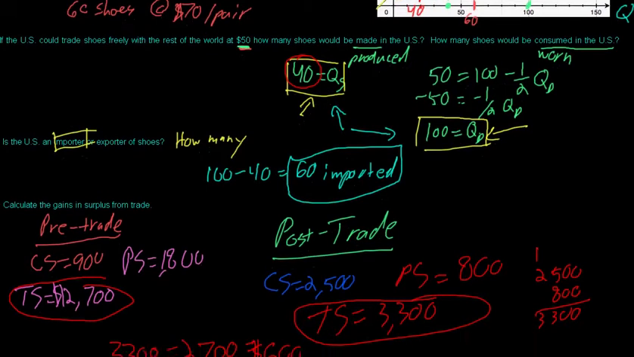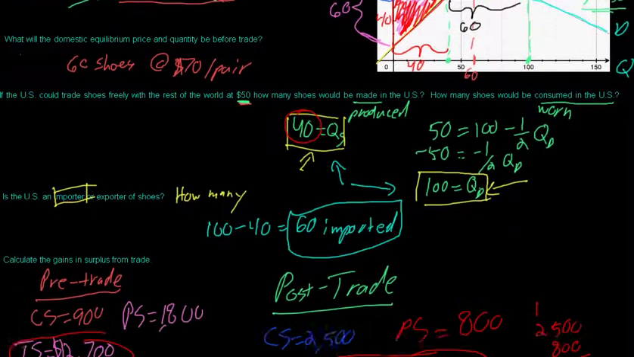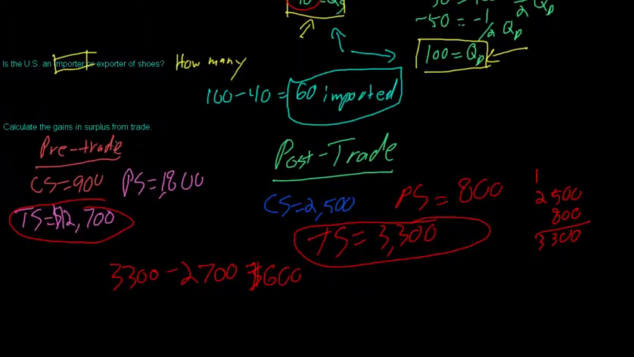You can either do the short way and just pick the extra triangle if you see it, or you can do it the long way and calculate the total surplus beforehand and the total surplus after trade. So the final question that I didn't put down here but that I want to talk about is who is better off and who is worse off. So pre-trade, consumer surplus was 900, and after trade, consumer surplus was 2,500. So consumers are better off.